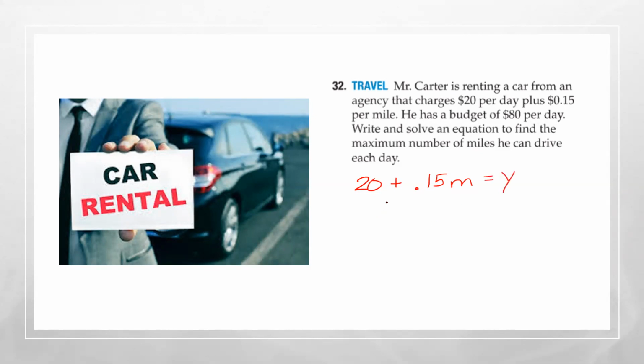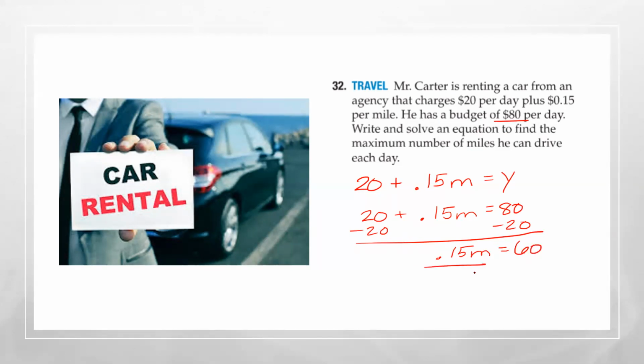We'll call that Y. Well, it's telling us he has a budget of $80 per day. So for one day, that's $20 plus 15 cents per mile. We want to set that equal to 80. So now we just have a two-step equation. Subtract 20 from both sides. You get 0.15 times m equals 60. Then you divide both sides by 0.15. And m is equal to 400 miles.